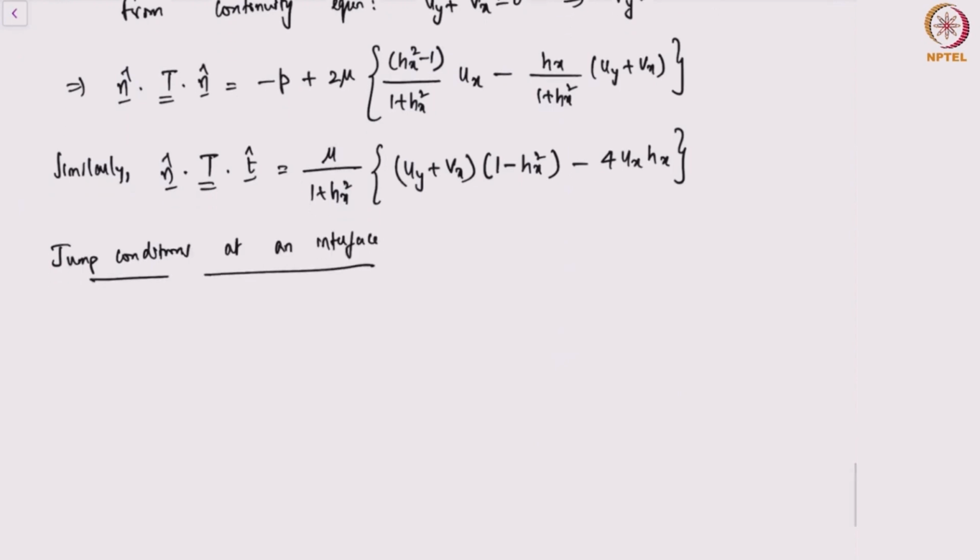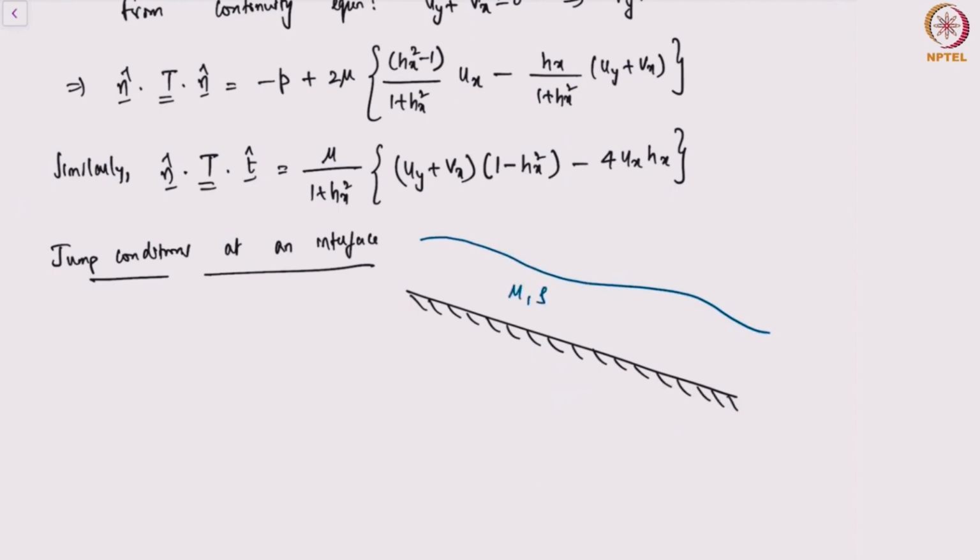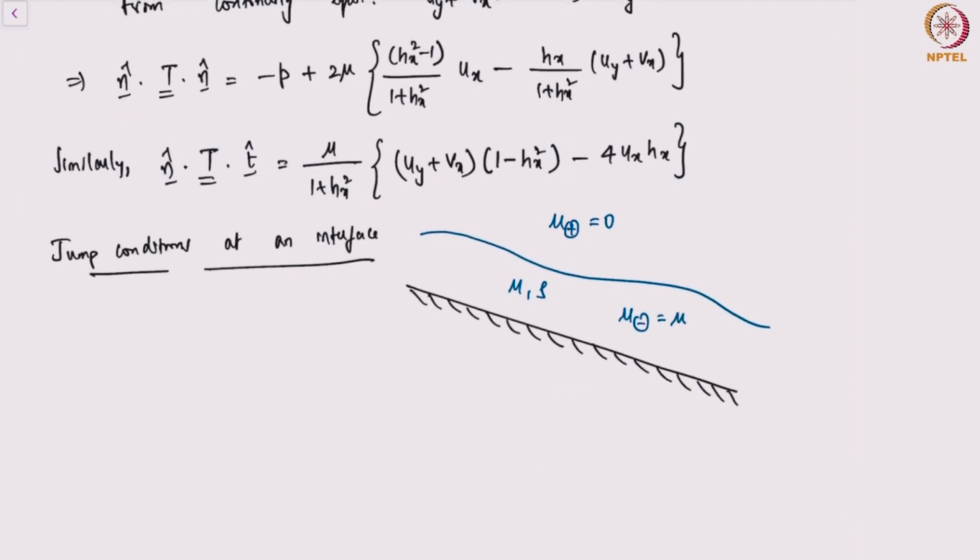So we have an interface which is at an angle like this. For the liquid below I have mu and rho. For the liquid above it is 0 and mu minus is mu. So for such an interface I have the normal stress balance.